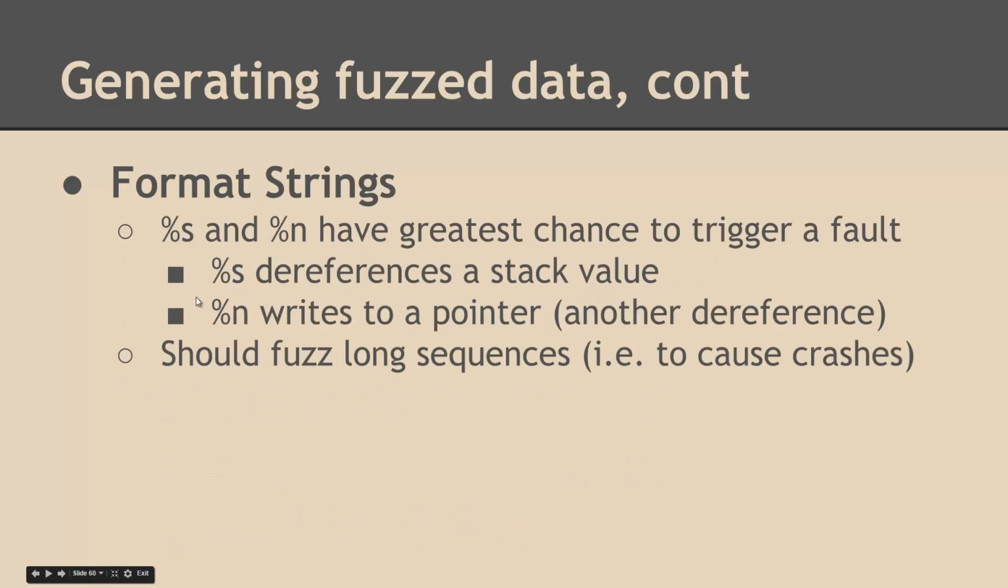Format strings, which we've covered already. Fuzzing simply for %s and %n have the greatest chance to trigger a fault that you can detect with the fuzzer. And you should fuzz very long sequences.